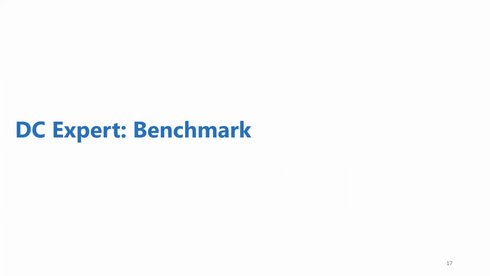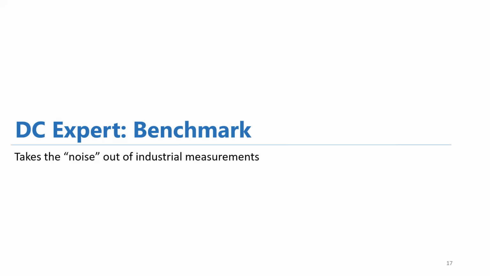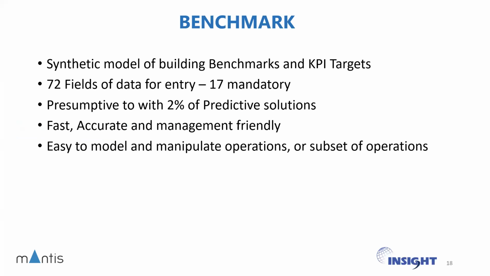So I told you all that so that I could talk about our DC Expert. Our DC Expert is really the only synthetic model out there on the market today that looks at building your KPIs. If we go back and look at all of those aspects we've talked about, it's building an accurate model that's presumptive, using elemental data and databases to calculate your KPIs inside of an operation. What we end up doing is taking the noise out of the industrial measurements. Our software is building up about 22 key KPIs inside the operation using 72 fields of data. But out of those 72 fields of data, only 17 are mandatory.